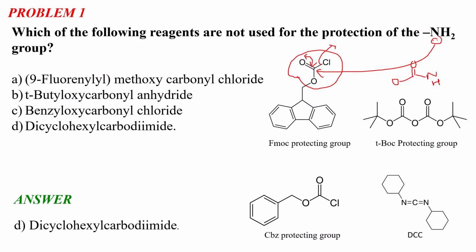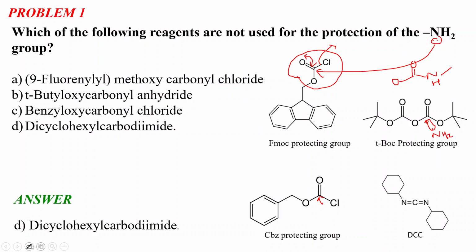and we will have something like this structure, and that is how it protects the amine group. And similarly, when there is a TBOC protecting group, the NH2 group, the lone pair of the amine, will attack here, and similarly it will attack here, but here there is no site where it can attack, so it is not a protecting group.